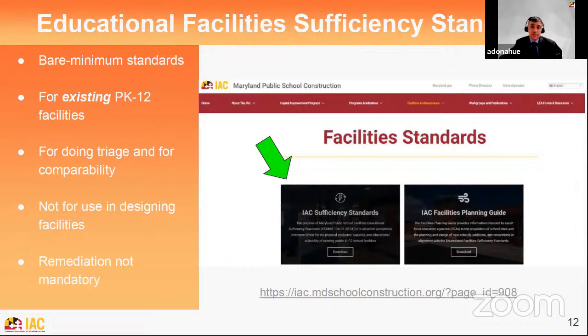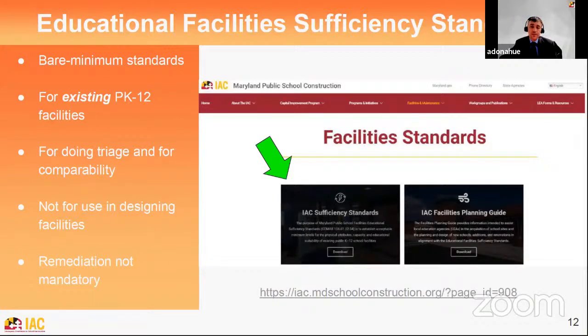I must note that the standards are not mandatory. They do not mandate that an LEA remediate any given deficiency immediately, nor do they prescribe any specific solution. This is because there's often a range of possible solutions. The solution that's best in a given case will depend on the specifics of that case and how it interrelates with the rest of the issues in a school and also with the rest of the schools in the LEA's portfolio.